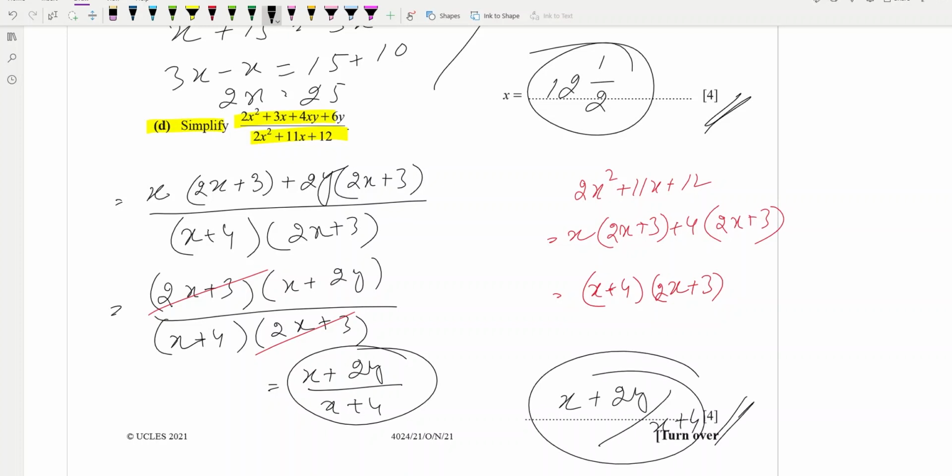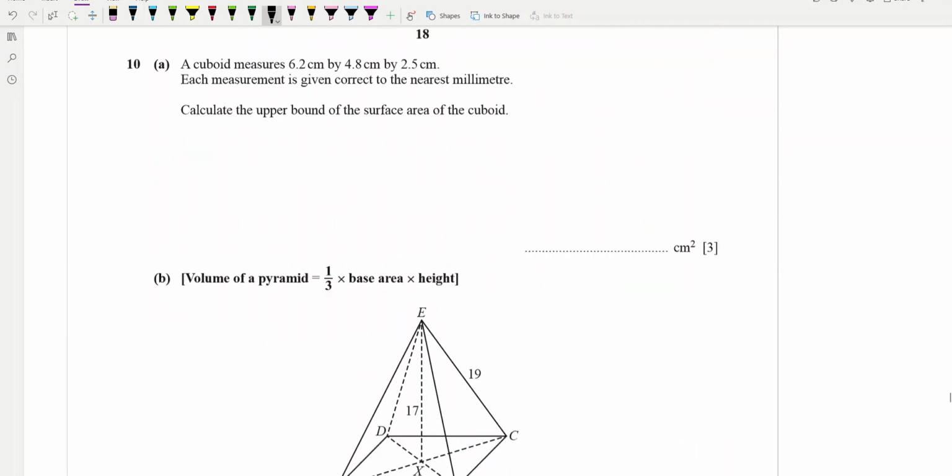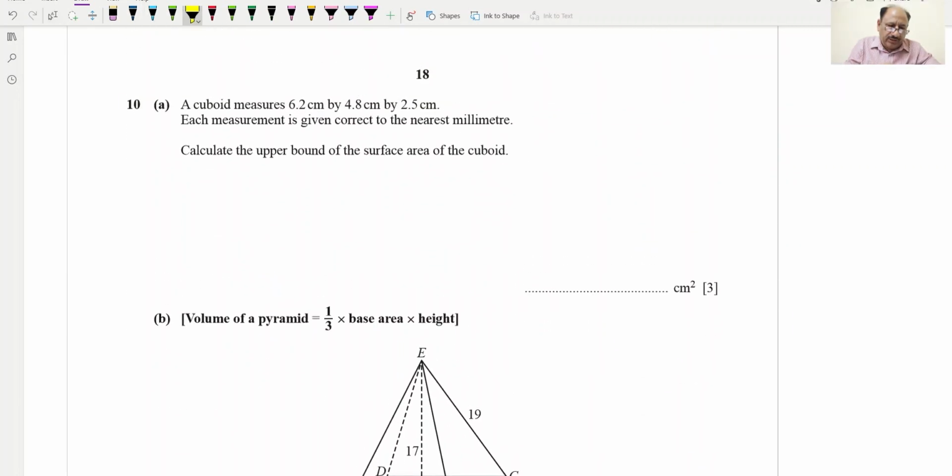This will be the final answer for 4 marks. Hopefully you understood this. Question number 10. A part, a cuboid measures 6.2 centimeter by 4.8 centimeter by 2.5 centimeter. Each measurement is given correct to the nearest millimeter. So given correct to the nearest millimeter. Calculate the upper bound of the surface area of the cuboid.